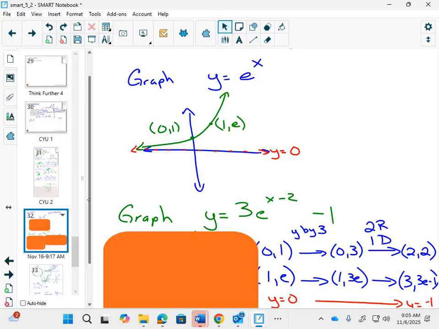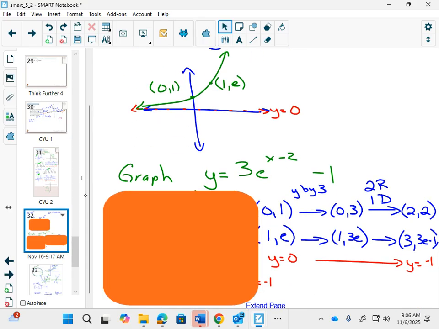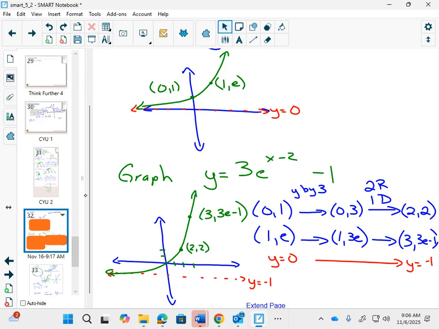When you multiply your y value by 3 and your initial point was 1, e, you just get 3e. And then you have to subtract 1, so you write 3e minus 1. When you go to graph that, if e is 2.7, 3 times e is going to be about 8.1, minus 1. So when we go to graph, we just estimate those values.